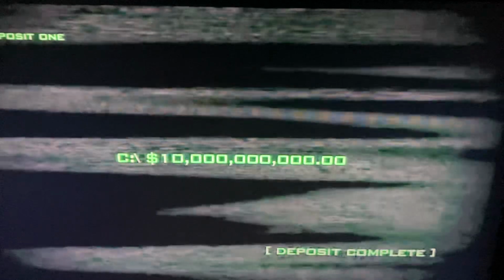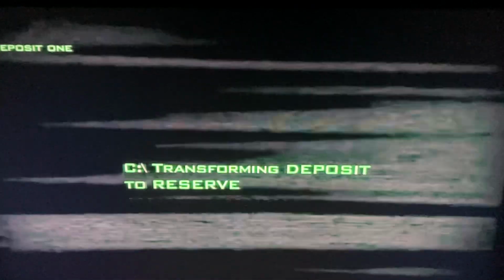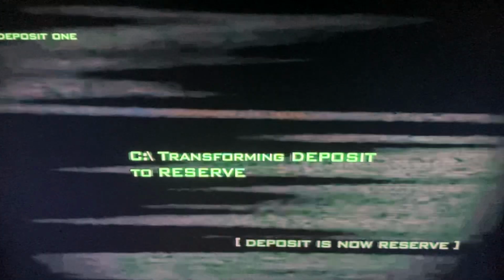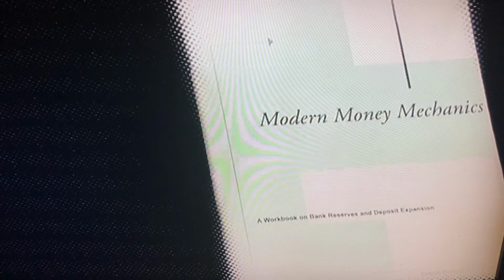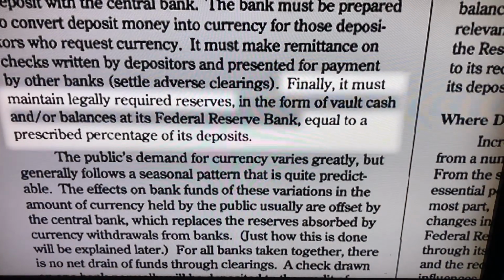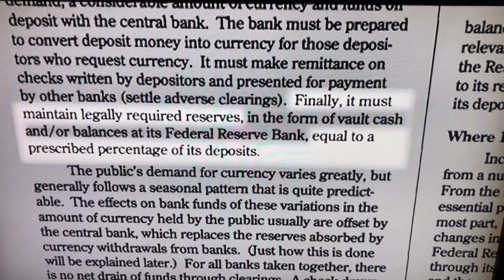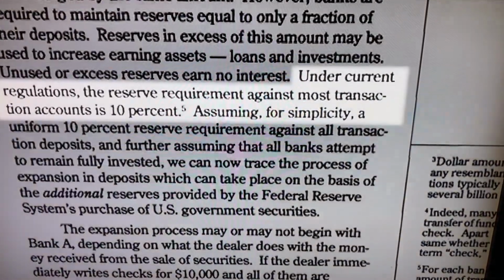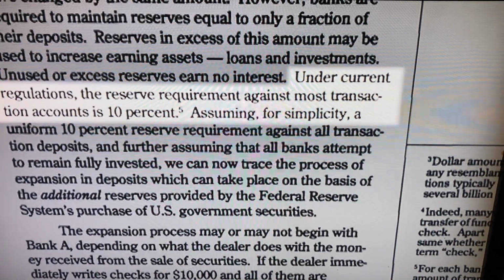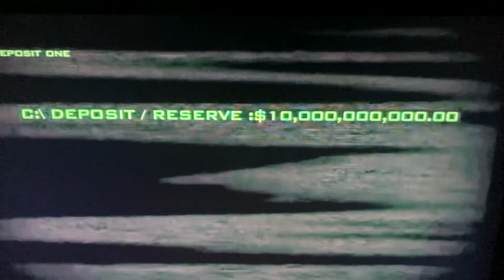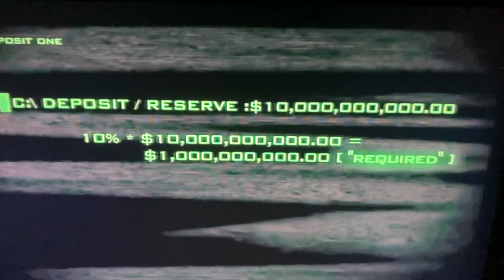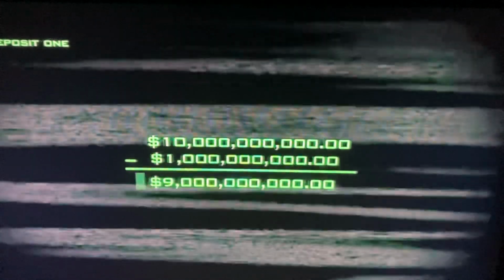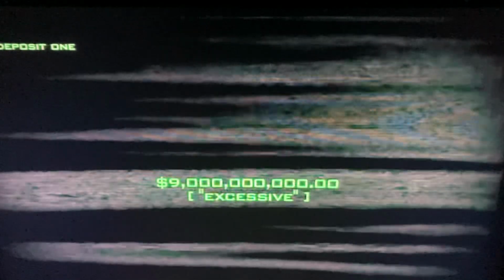Here's where it gets really interesting. For, based on the fractional reserve practice, that $10 billion deposit instantly becomes part of the bank's reserves, just as all deposits do. And regarding reserve requirements, as stated in Modern Money Mechanics, a bank must maintain legally required reserves equal to a prescribed percentage of its deposits. It then quantifies this by stating, under current regulations, the reserve requirement against most transaction accounts is 10%. This means that with a $10 billion deposit, 10% or $1 billion is held as the required reserve, while the other $9 billion is considered an excess reserve and can be used as the basis for new loans.